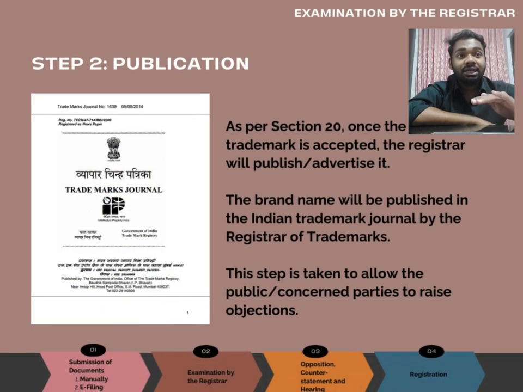If the registrar is convinced that there are no prima facie grounds for refusal of the said trademark, the registrar shall publish the trademark, waiting for oppositions from the public. Under section 20, he has to publish or advertise it. According to the rules prescribed, he shall make the publication in the Indian Trademark Journal by the Registrar of Trademarks. It's a journal that is published in volumes, so whatever registration or publication is made by the registrar is given in the same. So that is the registration process till now.